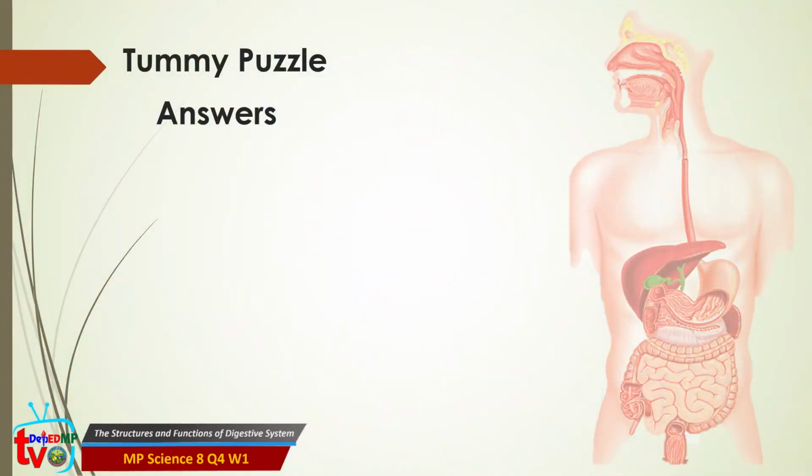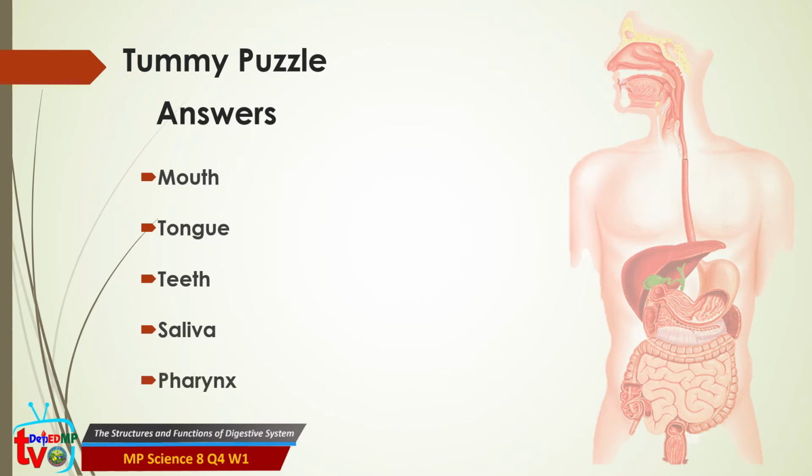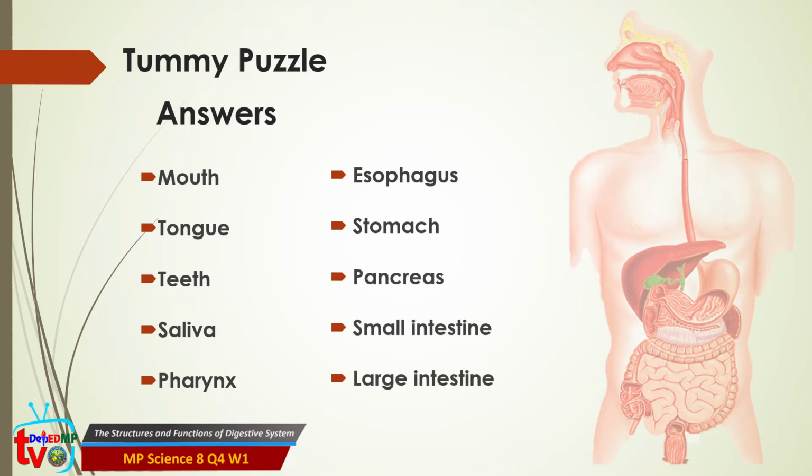You are correct if your answers are mouth, tongue, teeth, saliva, pharynx, esophagus, stomach, pancreas, small intestines, large intestines, rectum, anus, food, liver, and gallbladder.